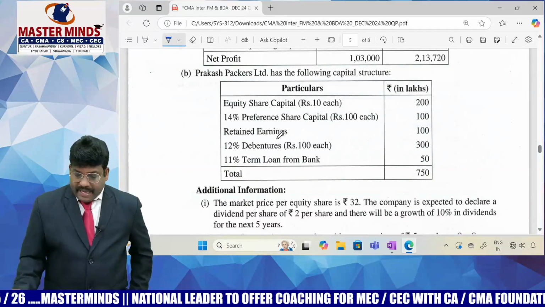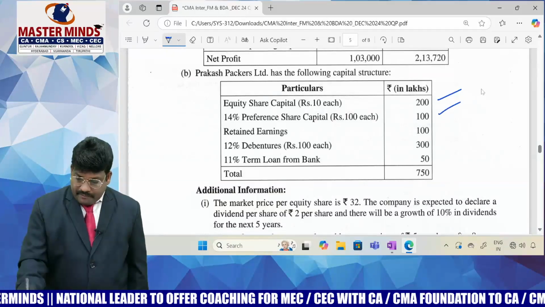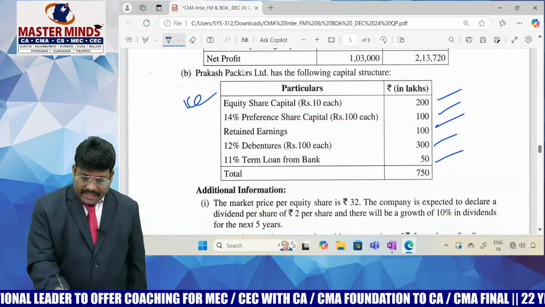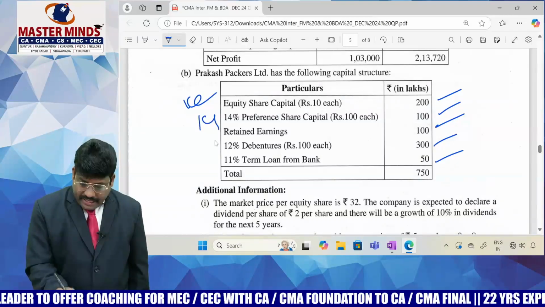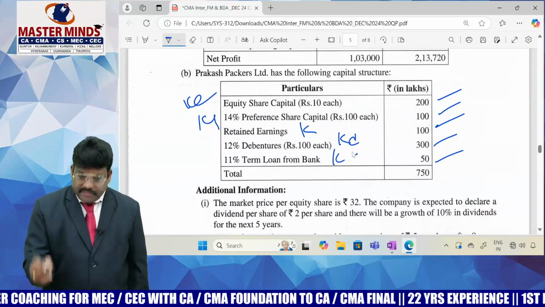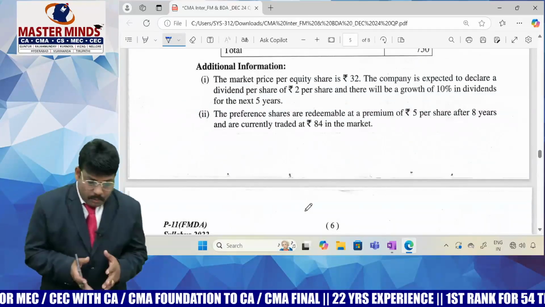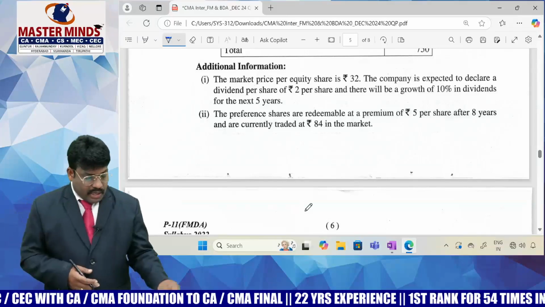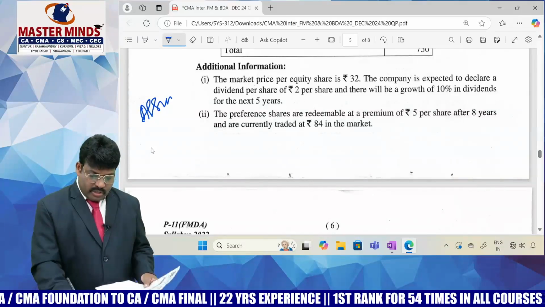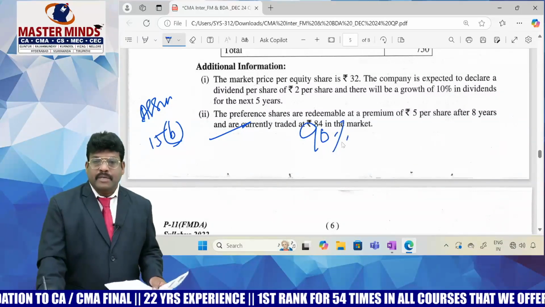Coming to this one: Prakash Packers Limited has the following: equity share capital, preference, retained earnings, debentures, 11% term loan. You have to calculate Ke, you have to calculate Kp, you have to calculate Kr, you have to calculate Kd, you have to calculate cost of term loan by taking the specific cost value. Wonderful problem, basic model problem. From my analysis, we already covered this question. Exactly our mastermind assignment question number 15B part will give you 90% of this question.